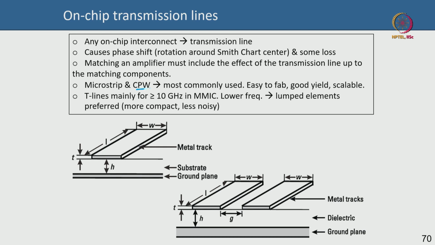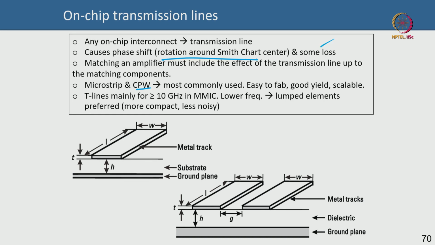CPW is mostly used for on-wafer characterization, and in many cases strip lines and microstrips are quite widely used in an MMIC design. As you know, the transmission line itself does not cause a change in the magnitude of the reflection coefficient, it only introduces a phase. So it only rotates around the Smith chart, but that's an ideal lossless line. If you have a lossy line, then you will also introduce some loss, of course, right?